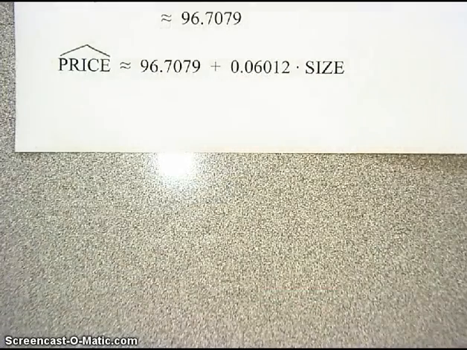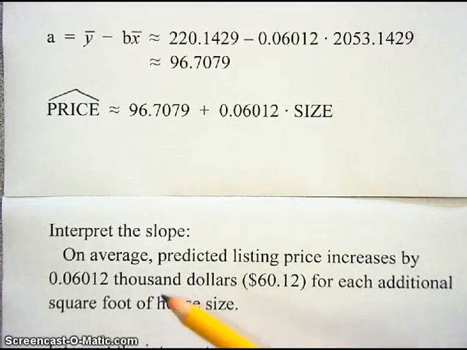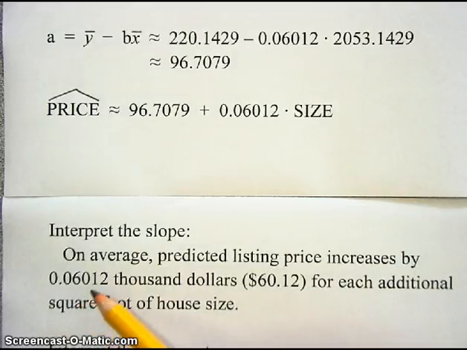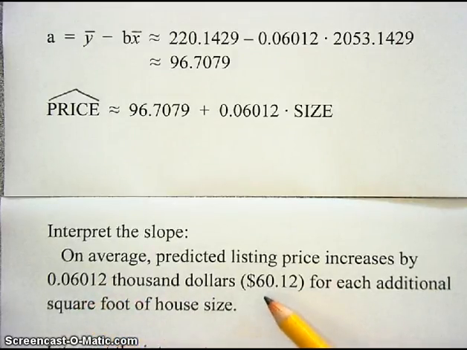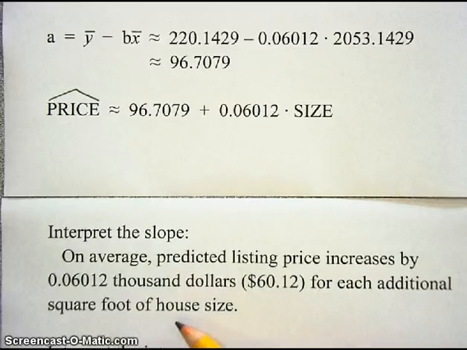So the interpretation of the slope would look like this. On average, predicted listing price increases by $0.06012 thousand, which in straight dollar terms is $60.12 for each additional square foot of house size.